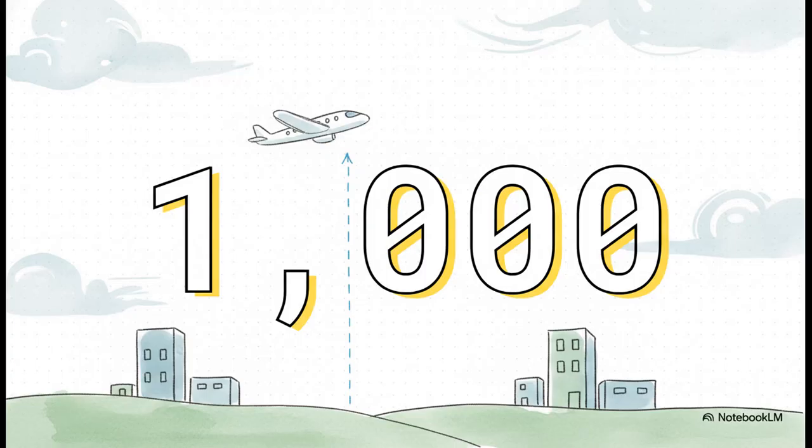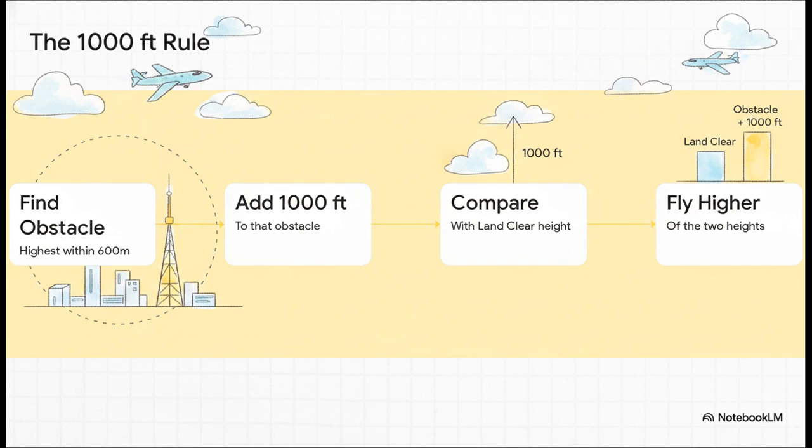The second one introduces our first major numerical threshold of this explainer, the 1,000 feet rule. Let's see how this builds, because honestly, this is where students almost always get tripped up. The rule states you cannot fly below 1,000 feet above the highest obstacle within a 600-meter radius of your aircraft. So picture a 600-meter circle on the ground directly below your plane. Find the absolute tallest building or antenna inside that circle. You must be at least 1,000 feet above that specific obstacle.